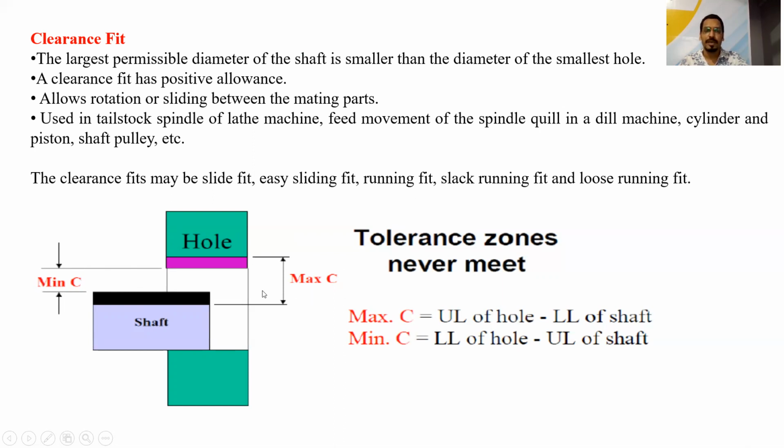And what is maximum clearance? Maximum clearance is the upper limit of the hole minus the lower limit of the shaft. This will be the maximum clearance. And this thing is very important to note that in this clearance fit, the tolerance zones never meet. This is the tolerance zone of the shaft, black color, and this purple color is the tolerance zone of the hole, and they are not meeting each other. They are separate. So this is the idea of clearance fit.